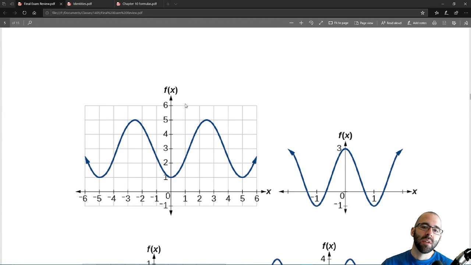So amplitude. Amplitude is related to the height, but it's not just this height. The amplitude of this graph is not 4. Amplitude is how far up do you go from the middle and how far down do you go from the middle. So our midline here is the horizontal line y equals 3.